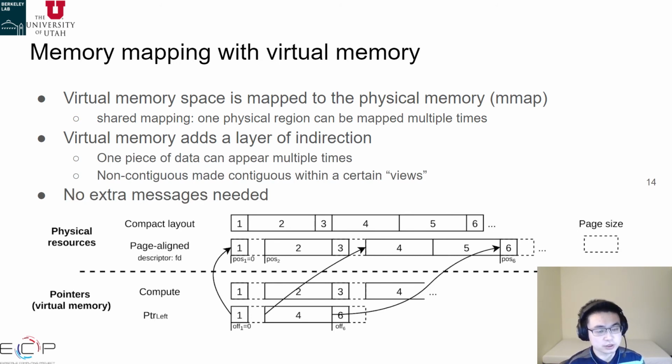And below we illustrate one example where region 1, 4, 6 is made contiguous by mapping them consecutively after pointer left, so that when MPI is called on pointer left, these 3 regions appear to be consecutive. And with this, then no extra message is needed.